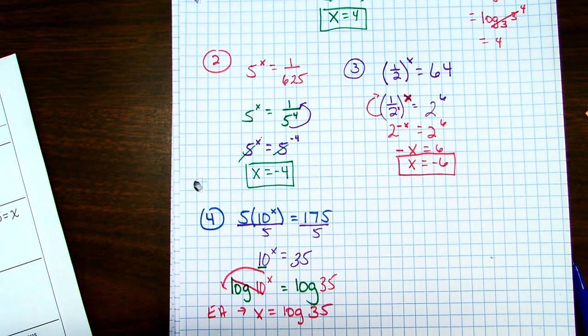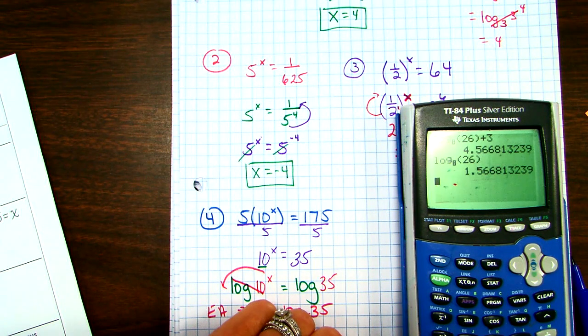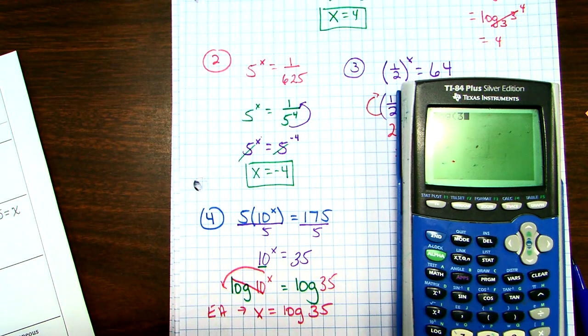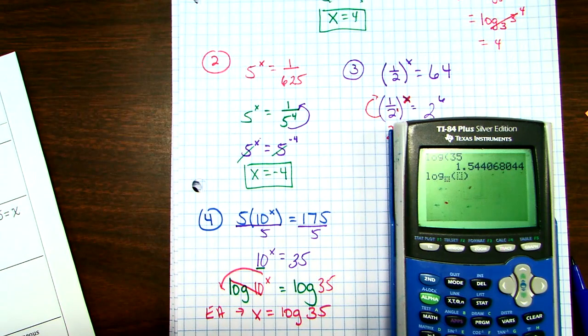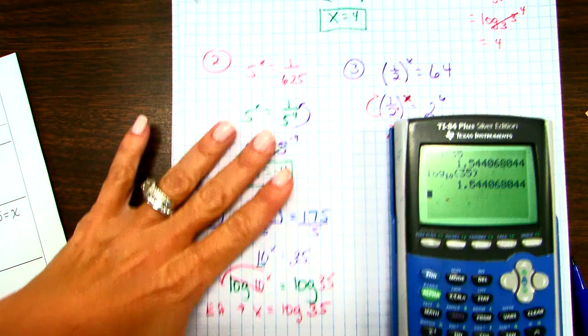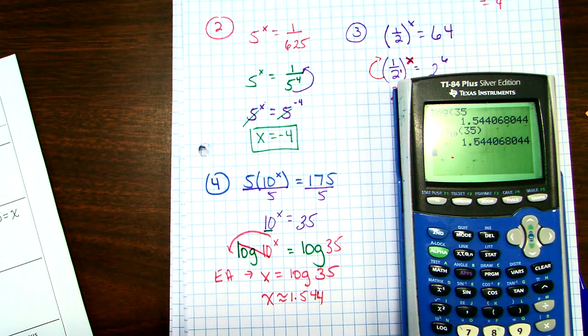And now I can put it in my calculator. You can use your quick button, which is quicker, because that's a common log, log of 35. But you could use the other one, math, alpha, math, but you would have to type in the 10. But you get the same answer either way. 1.544.